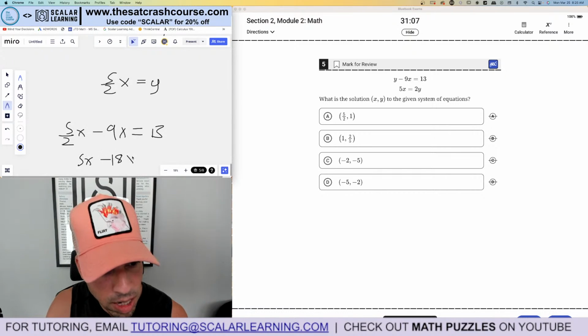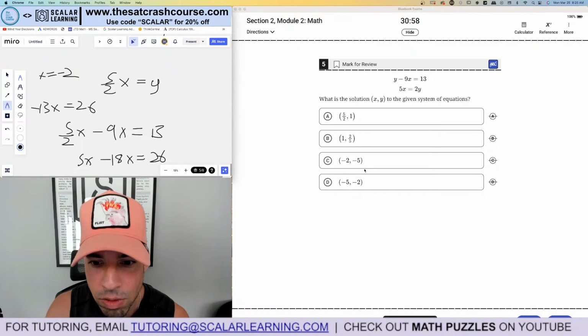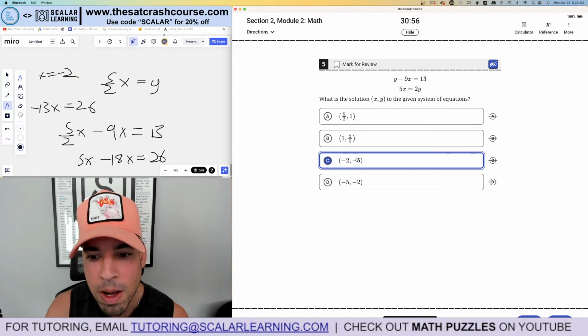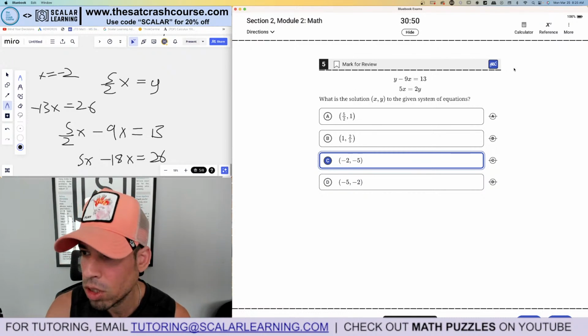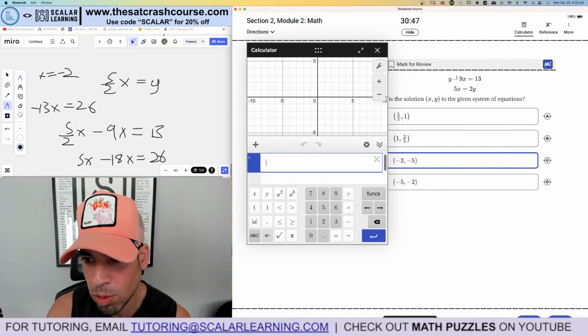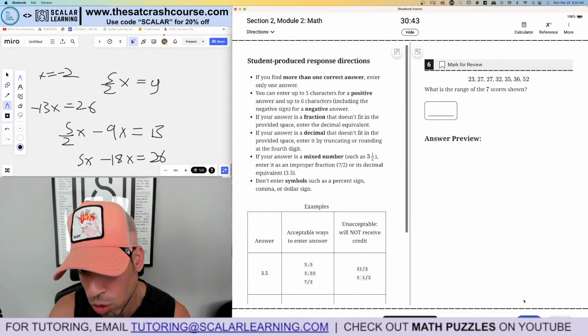5x minus 18x equals 26. 5x minus 18x is negative 13x equals 26. Divide by negative 13. x is equal to negative 2. So it's got to be C, but we're going to double check. So negative 2 for x, negative 5 for y. Negative 2 for x, that's 18, negative 5 for y. It works in both cases. If I wanted to do it in Desmos, I'd write these functions in and look for the intersection point. I'm not going to do it because module 2, I'm always tight on time.